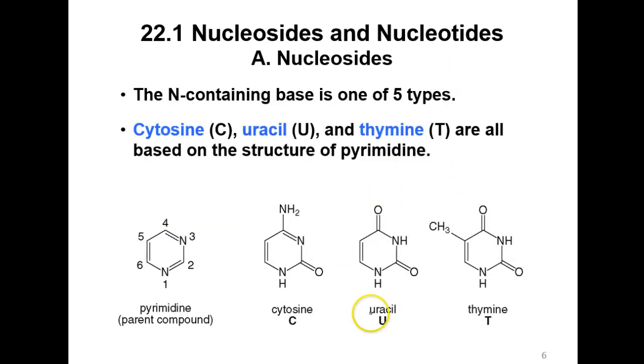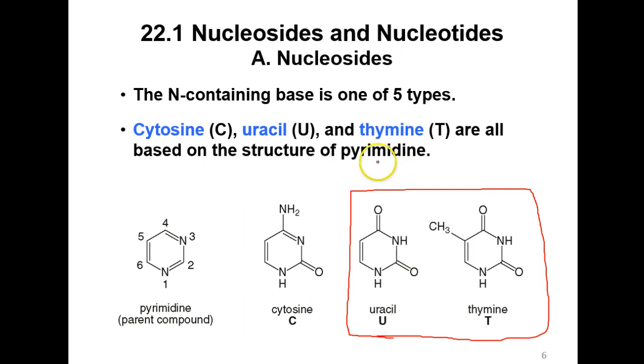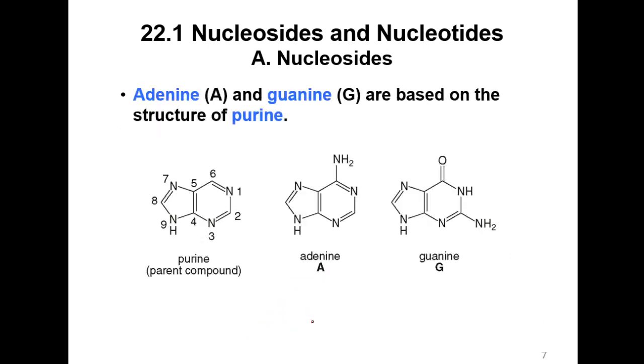These are the two, depending on whether you're talking about RNA or DNA. The U we use in RNA, and the T is in DNA. But depending on whether it's RNA or DNA, DNA and RNA both use C, and they both use A and G.